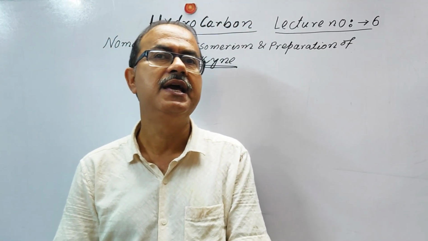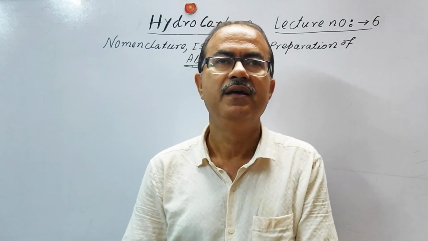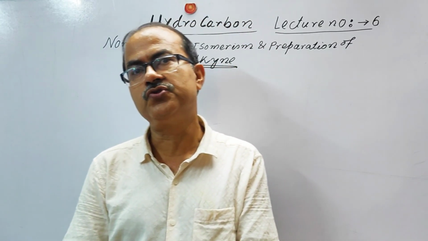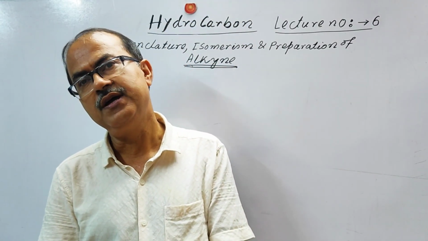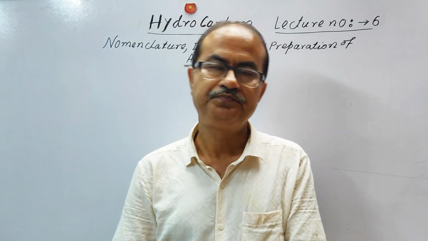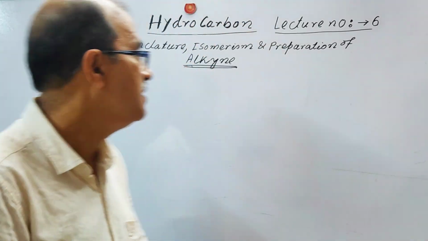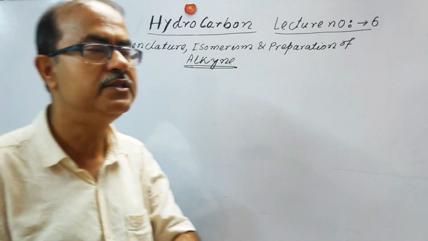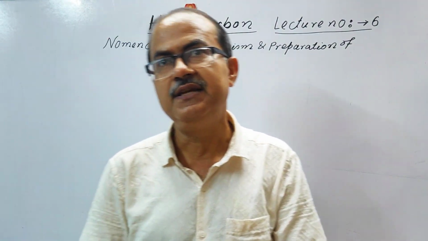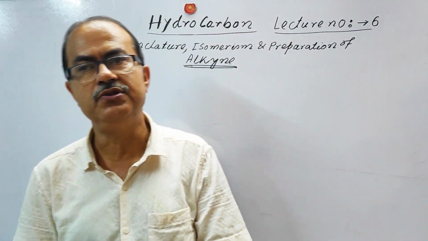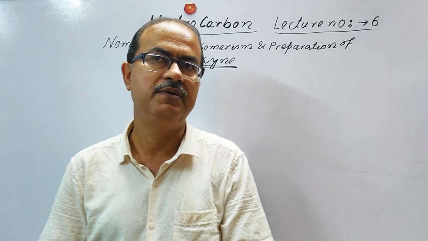Alkyne is basically like alkene. This is an unsaturated hydrocarbon. In alkene, we found that there is a carbon-carbon double bond. In the alkyne, we will see the nomenclature, isomerism and preparation. These are 3 different topics that we are going to discuss, which are included in your syllabus.